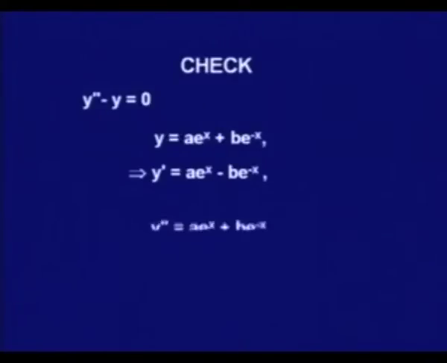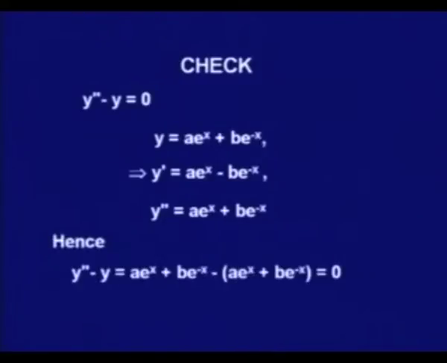Our equation is y double dash minus y equal to 0. What do we want to check? That a times e to the power x plus b times e to the power minus x is a solution. So we have to substitute the function and its derivatives. What is the first derivative? A times e to the power x minus b times e to the power minus x. Second derivative, a times e to the power x plus b times e to the power minus x. Again we find that the function and its second derivative are the same. So their difference would be 0. That says it is satisfying the given equation.